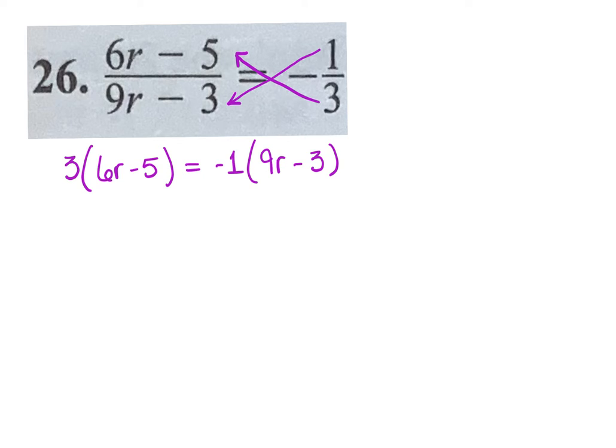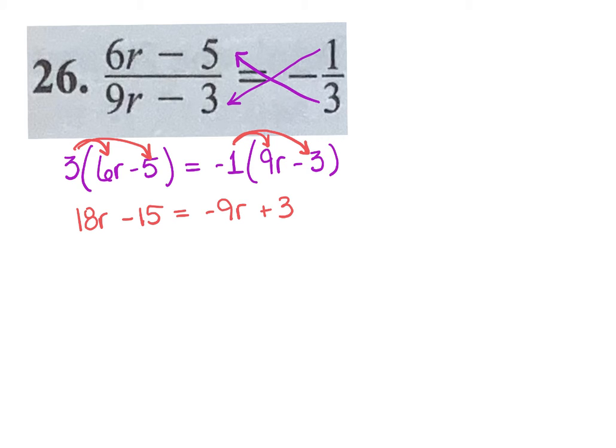Distribute, right? So I'm going to say 3 times 6r. What is that? 18r. 3 times negative 5. What is that? There we go. On the other side, a negative 1 times a positive 9r is a negative 9r. What about this one? Negative 1 times negative 3. Right, so we're going to say plus 3 there.